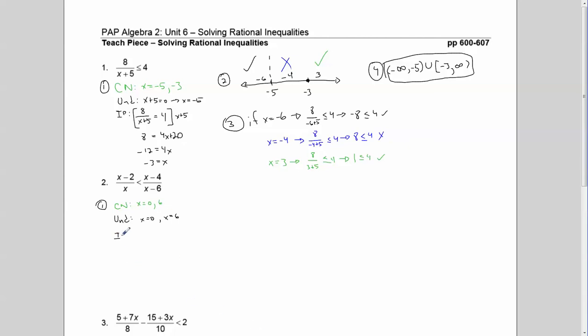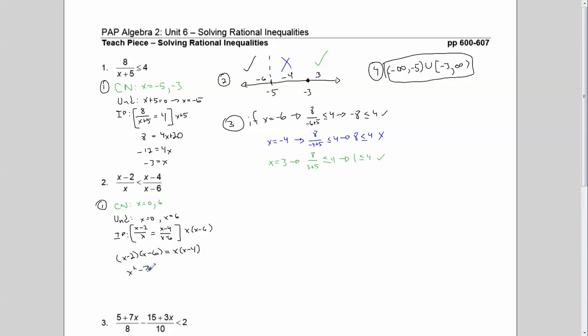Next is our intersection points. So we will just make this an equation. x minus 2 divided by x equals x minus 4 divided by x minus 6. To clear out those denominators, we need an x and an x minus 6. So we'll multiply that through. Our x's divide out, and we have x minus 2 times x minus 6 is equal to, these x minus 6's divide out, so x times x minus 4.